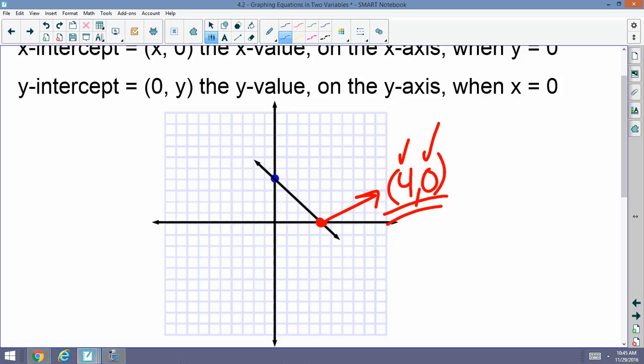This bad boy over here is the y-intercept, and that's 1, 2, 3, 4 also. But this is 0, 4, because the y-intercept is the y value when x is 0. So in order to find the x and y-intercept, I don't care how nasty and complicated that graph is: you make x 0, find y, that's my y-intercept. You make y 0, find x, that's my x-intercept. Okay?